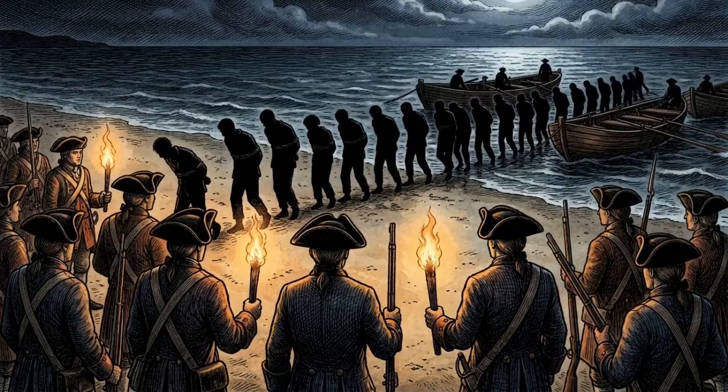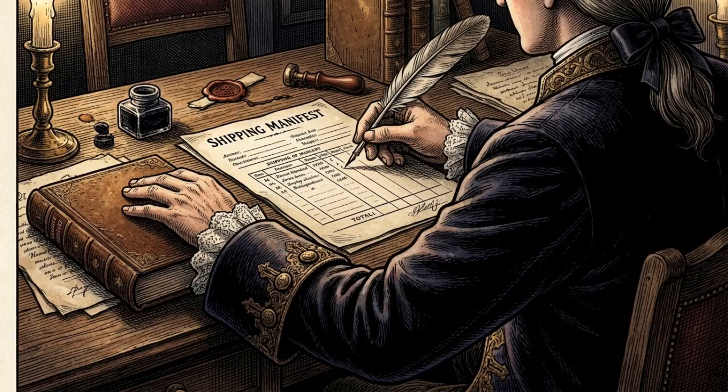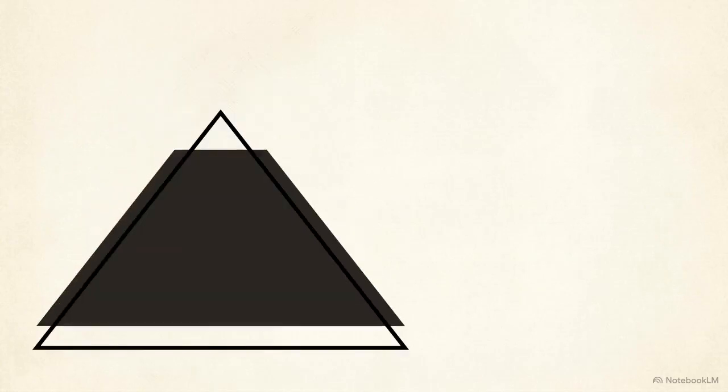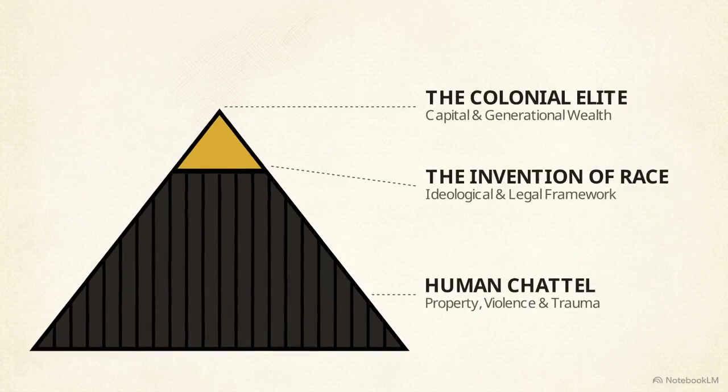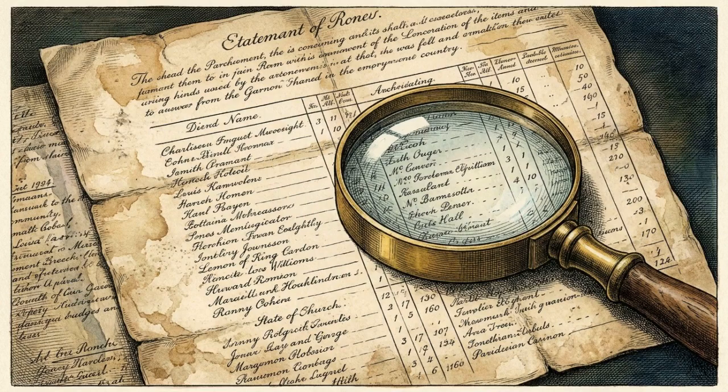Because European empires were now dependent on a labor system based on kidnapping and extreme violence, they faced a contradiction with their own legal and religious values. To maintain this system, they developed an ideology to justify treating human beings as property, the legal and social invention of a racial caste system that positioned African people as inherently inferior.